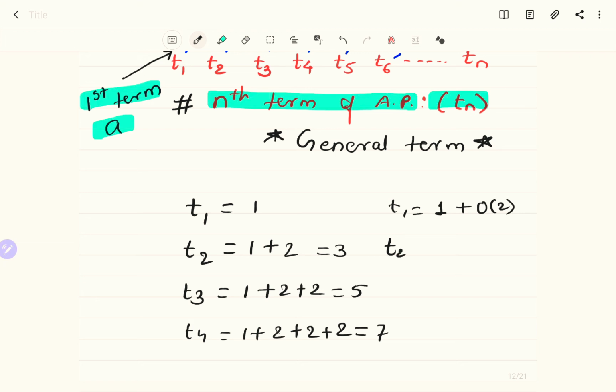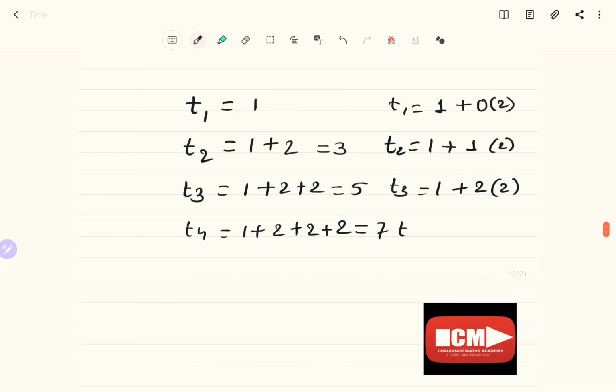What about the second term? If you observe, it is 1 plus common difference 2, but it is 1 time. Then what is the third term? The third term is 1 plus common difference 2, but it is 2 times. What about the fourth term? If you observe, it is 1 plus common difference. I am talking about this 2, which appears 3 times, so we can express it as 3 times.